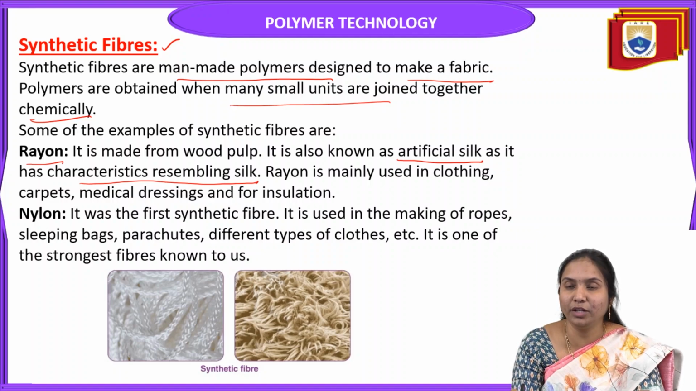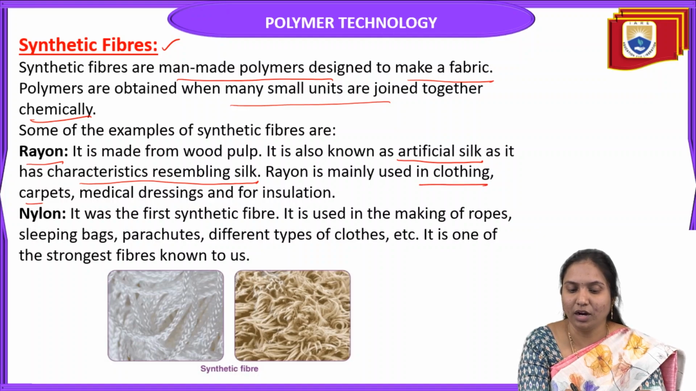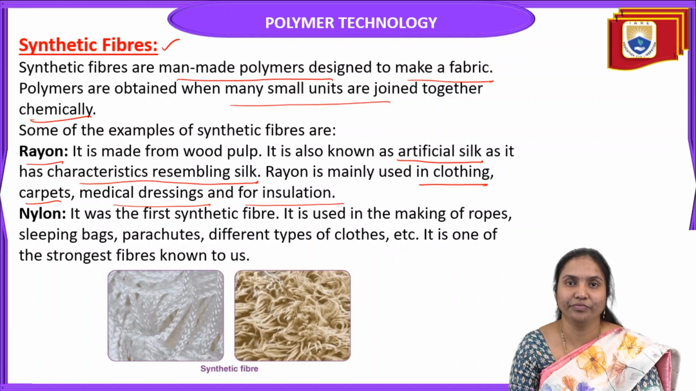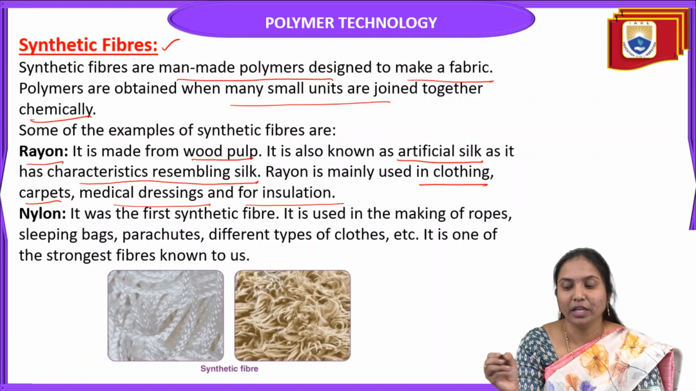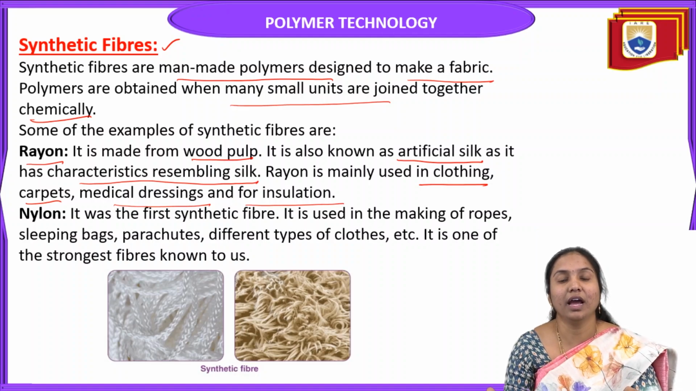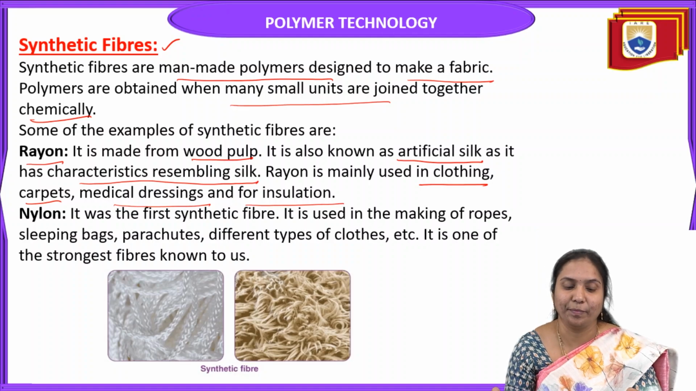So rayon is mainly used in clothing, carpets, medical dressings and for insulation. Rayon is made from wood pulp. It is also known as artificial silk as it has characteristics resembling silk. It is similar to silk. Rayon is mainly used in clothing, carpets, medical dressing and for insulation.